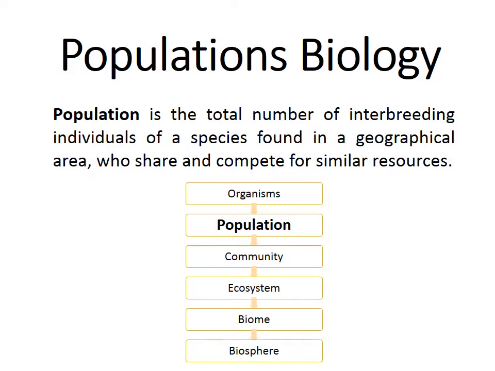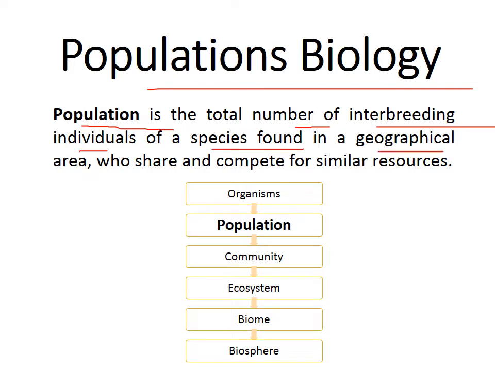So today we will discuss population biology. First of all, what is population? Population is the total number of interbreeding individuals of a species found in a geographical area who share and compete for similar resources. So there are lots of technical terms. In simple words, the population is a group of organisms found in a particular region.